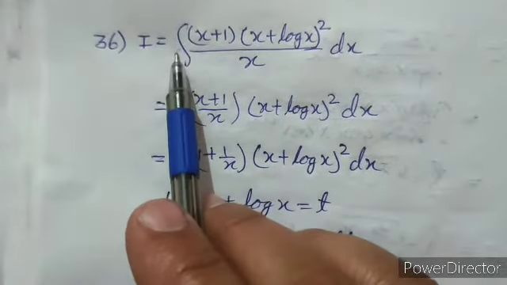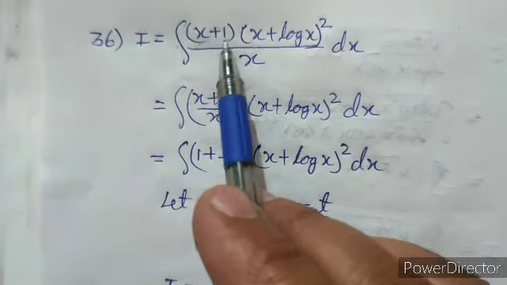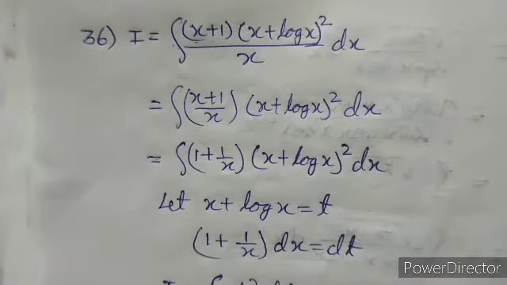In question number 36, I is equal to integral of (x plus 1) into (x plus log x) whole square upon x dx.